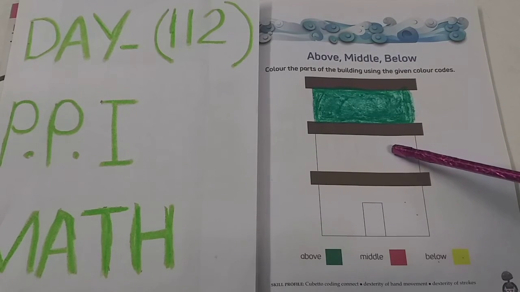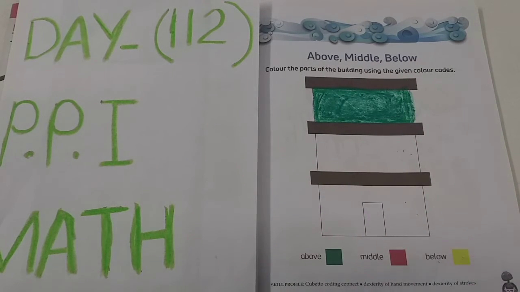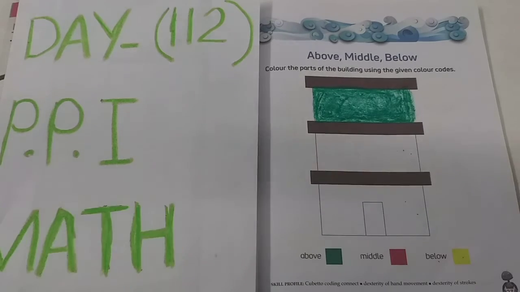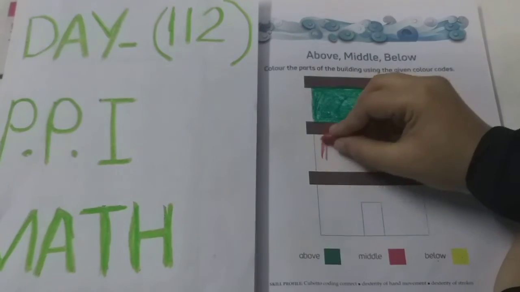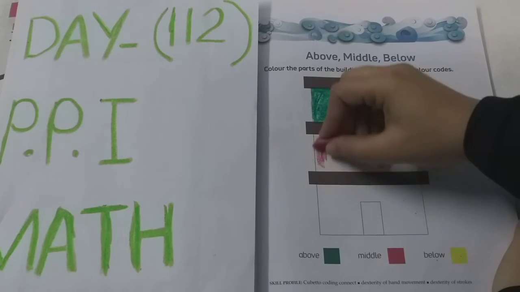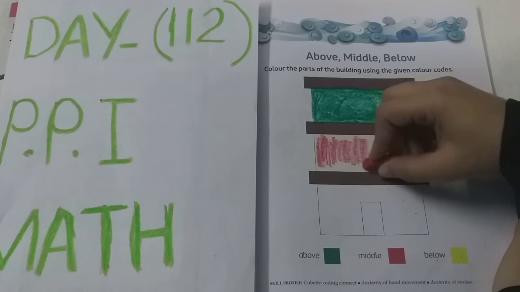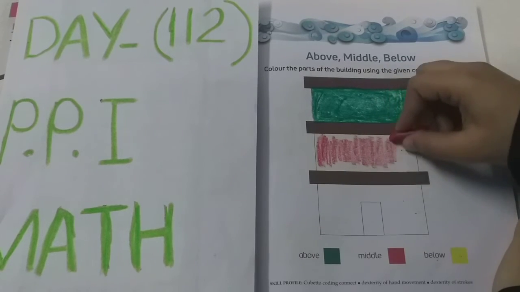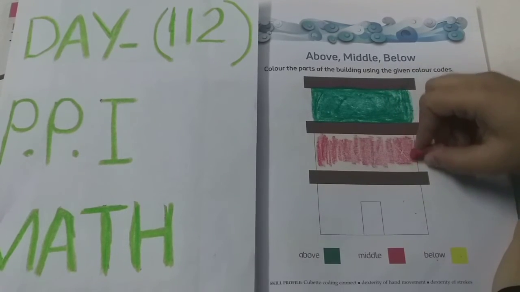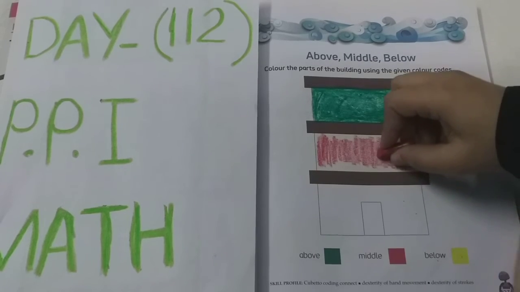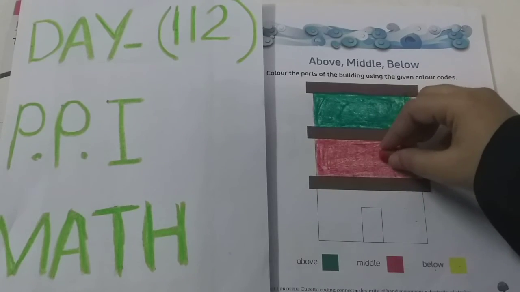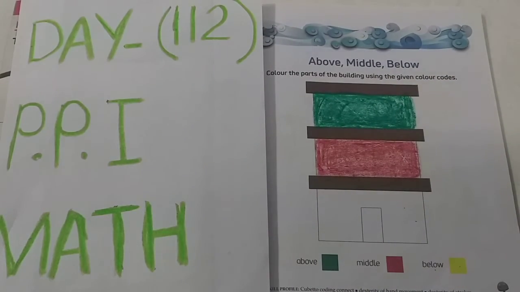So for middle part it is showing us red color. So in the middle we have to do red color. Do it. In middle part it is showing us red color code. So we are doing in the middle red color. Okay. Slowly do it neatly, children. Okay, children. So we are done in the middle part also.